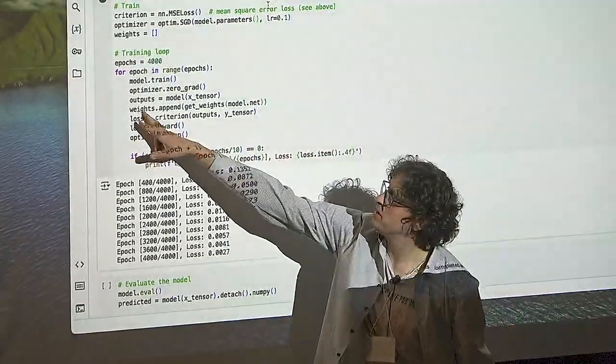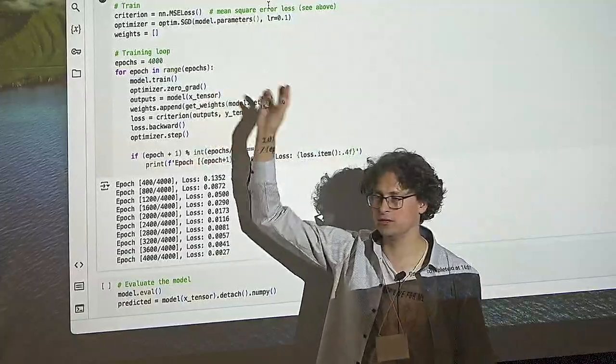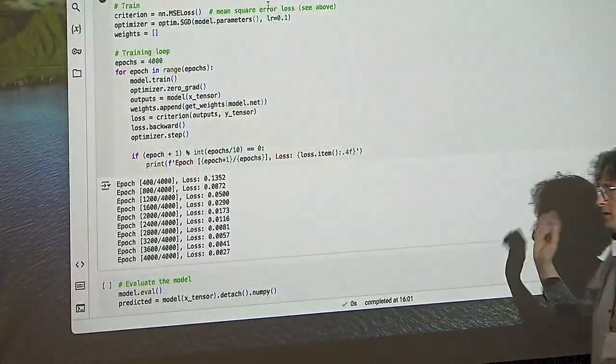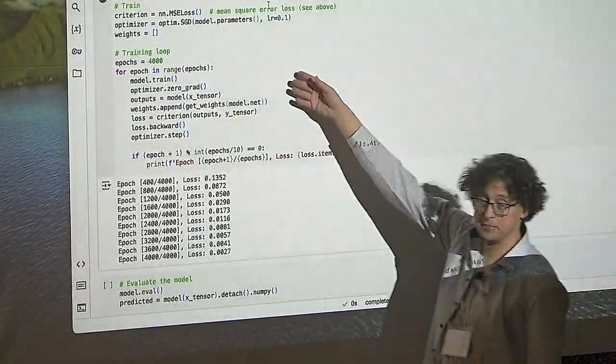And the rest is just printing. And this thing here of actually showing the weights, that's optional. I just did this so that you can see the weights at the beginning and at the end. But that's the training loop.